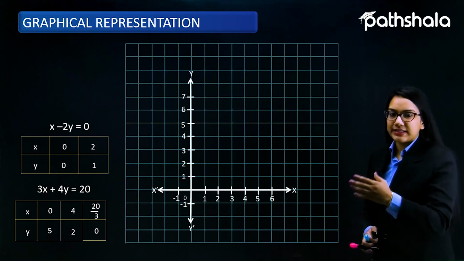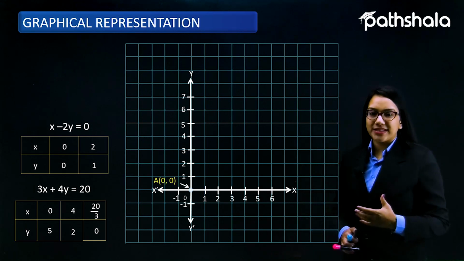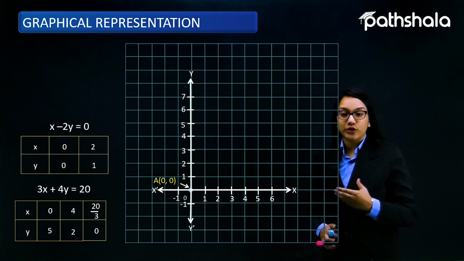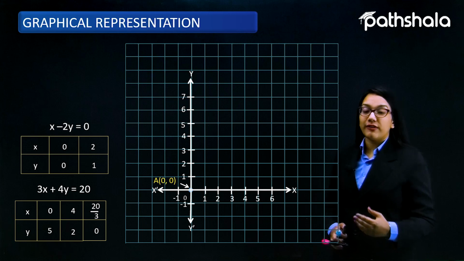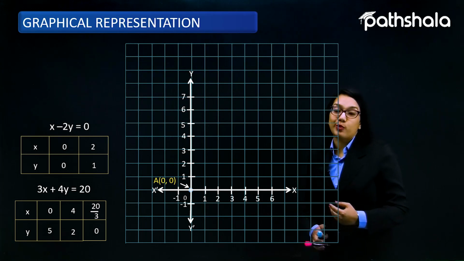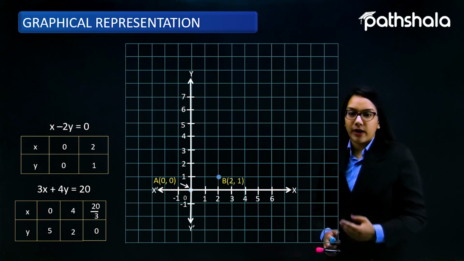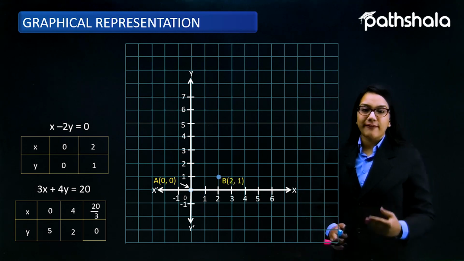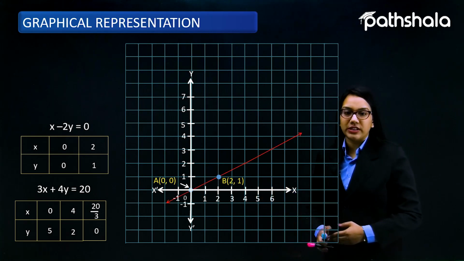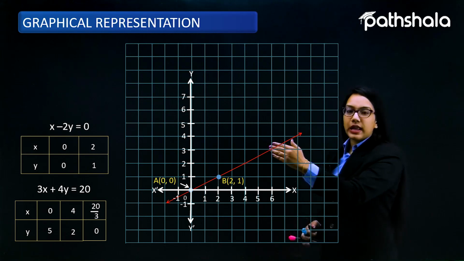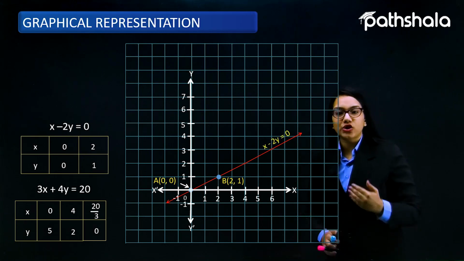Let us suppose I am taking this xy plane and let's plot the points. First of all, we have the 0, 0 coordinate, which I am taking as A. First, I am plotting x minus 2y is equal to 0. For x minus 2y is equal to 0, the very first coordinate is 0, 0, taking it as A, and the next is 2, 1. For x as 2, we are getting y as 1. So the point is B, 2, 1. Let's join both of these points together. We are getting this straight line, and the equation of the straight line is x minus 2y is equal to 0.